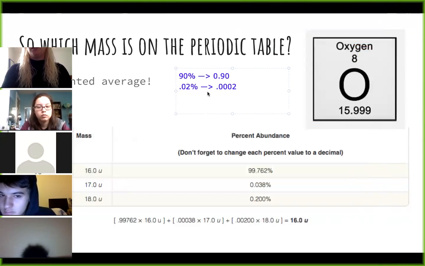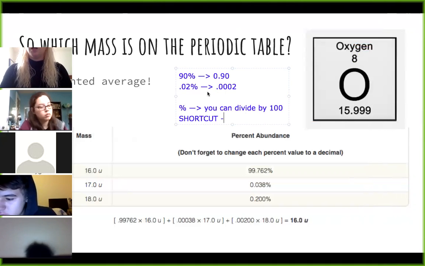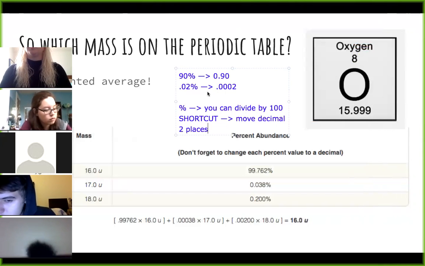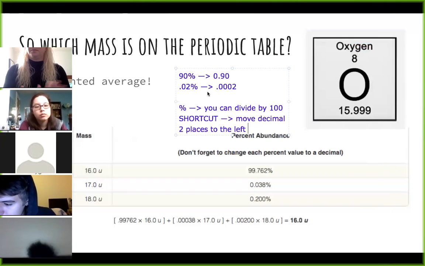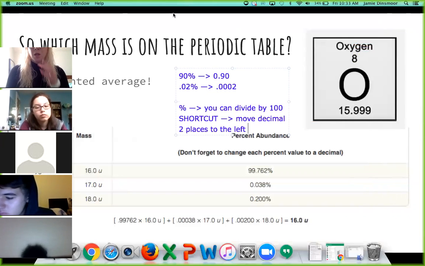To take a percent and go to a decimal, you can divide by 100, or shortcut, which you guys know I love shortcuts. You can move the decimal 2 places to the left and add zeros. So if we take 90 and we want to make it into a decimal using the shortcut, we get rid of that percent sign because we don't need that.